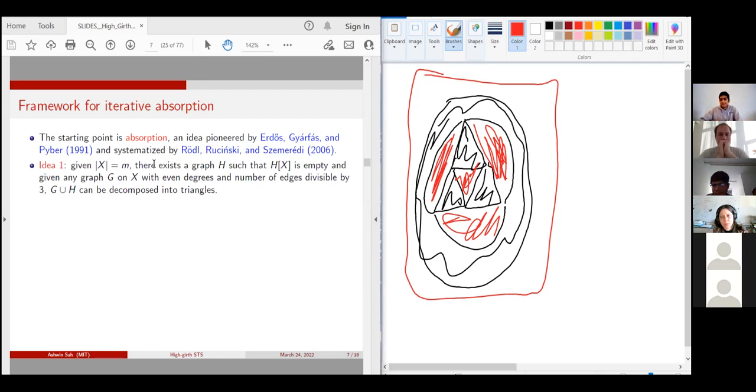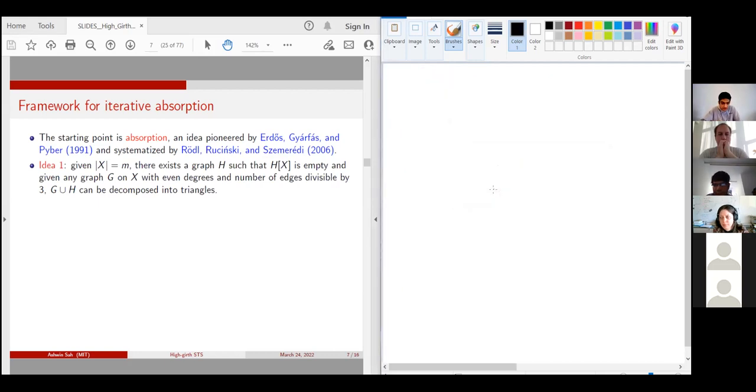So here's the idea. Let's say that somehow and magically we were able to cover every edge except for edges within a very small set that we can call X. Now, this is of course a very magical assumption, but let's just play with it for now. So we have this set X, and somehow magically we know that we can cover everything outside of X, and X is of size M. M might be somewhat small within the original graph.